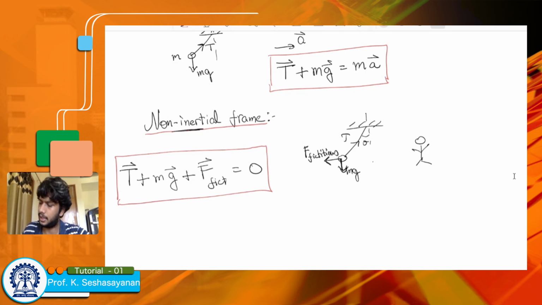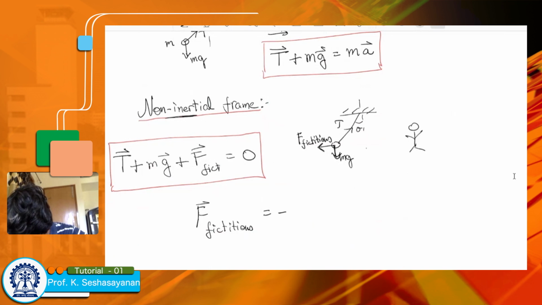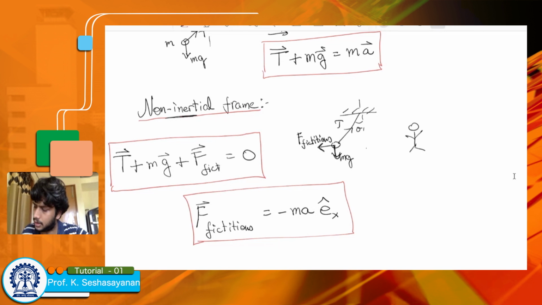Okay, so this is the force balance in the non-inertial frame of reference. And one might ask, what is this F fictitious? So F fictitious is nothing but, for a linearly accelerated frame, minus m times a, where a is to the right. So in terms of vectors, this would be minus m a e x hat. So it's to the left. So this is the fictitious force that the non-inertial observer would have to add to take into account the fact that the frame of reference is accelerating.